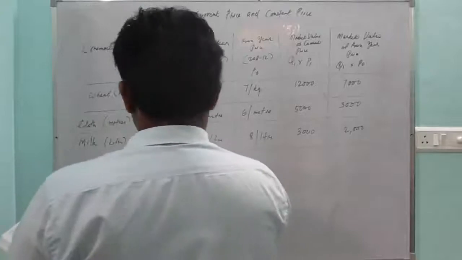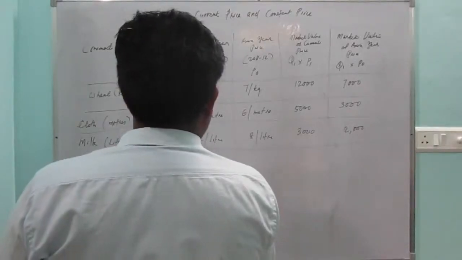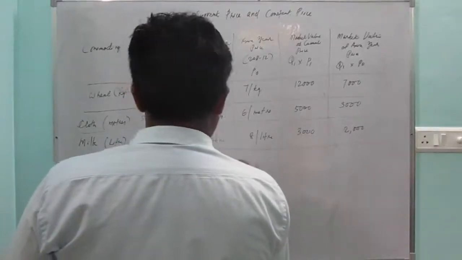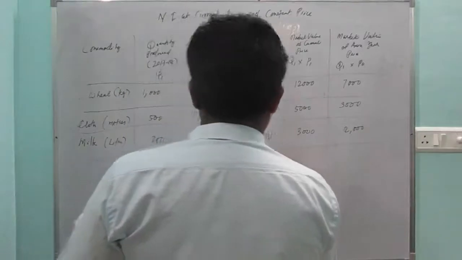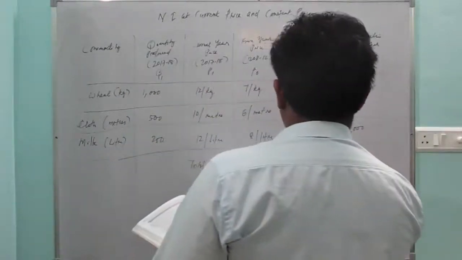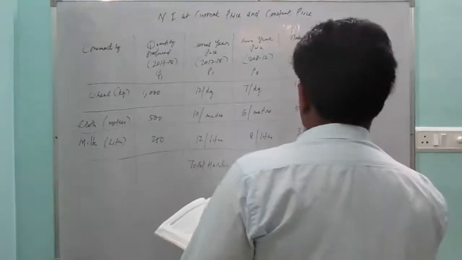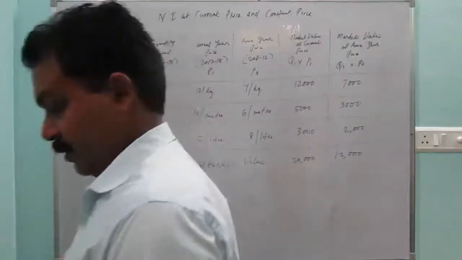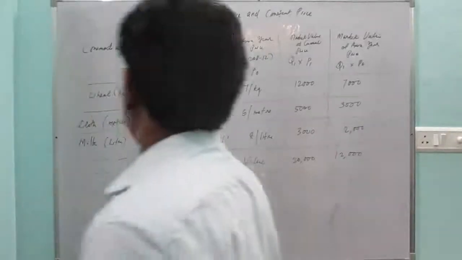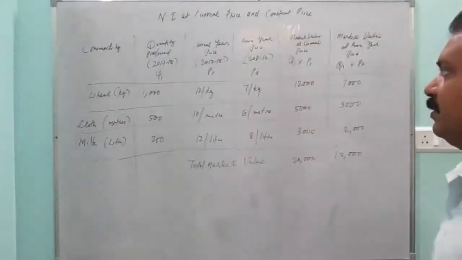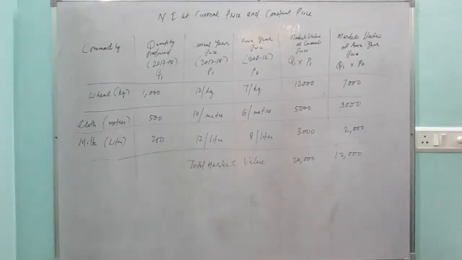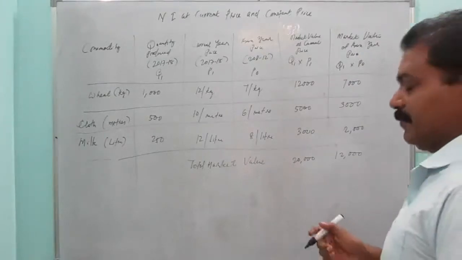Now total market value 20,000, 12,000. So here, by seeing the table you can understand what I am telling.